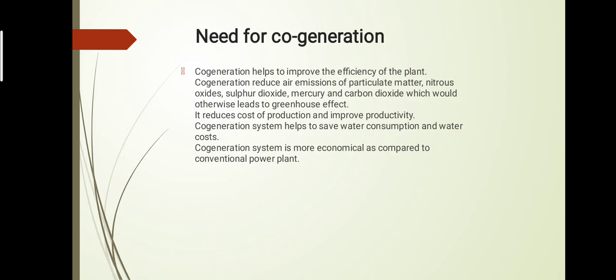Now we will see the need of cogeneration. Cogeneration helps to improve the efficiency of plant. Cogeneration reduces air emission of particulate matter, nitrous oxide, sulfur oxide, mercury, and carbon dioxide, which would otherwise lead to greenhouse effect. It reduces cost of production and improves productivity. Cogeneration system helps to save water consumption and water costs. Cogeneration system is more economical as compared to conventional power plant.